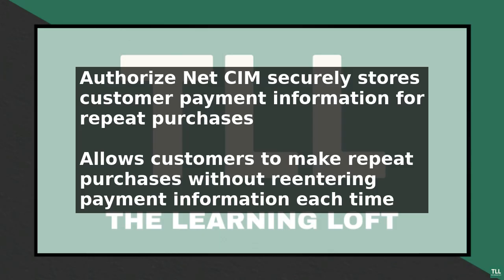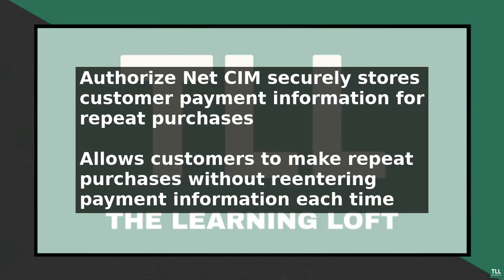First, you need to create an account with Authorize Net and obtain an API login ID and transaction key. These will be used to authenticate your requests to the Authorize Net server. You will also need to set up a CIM account within your Authorize Net account.